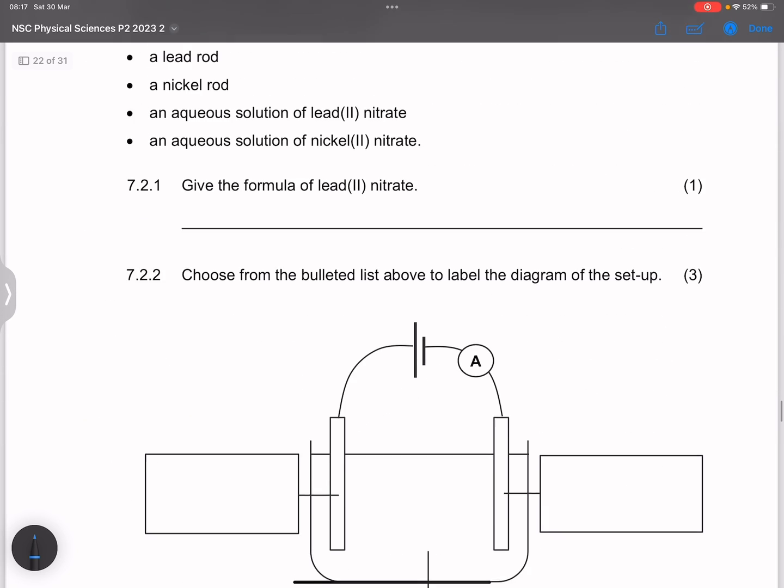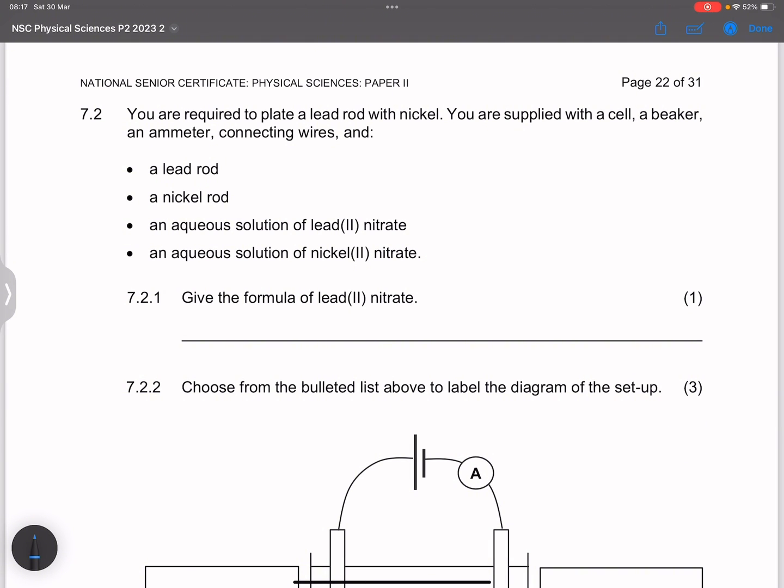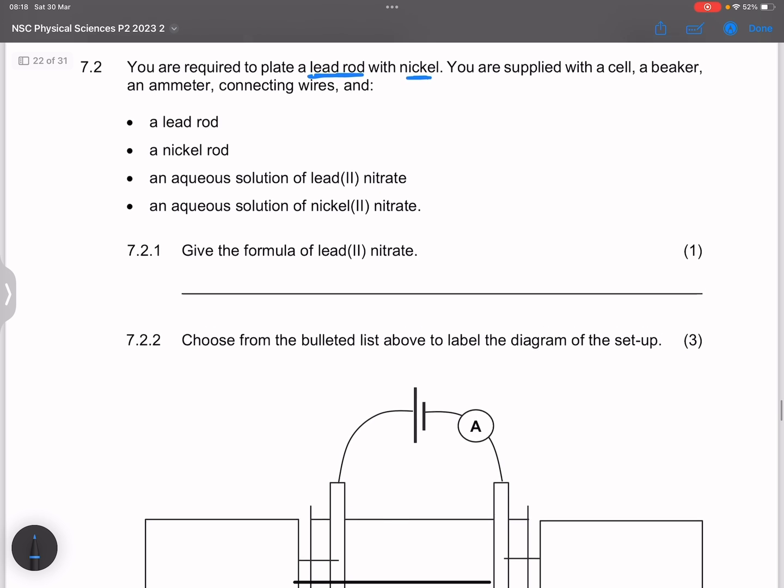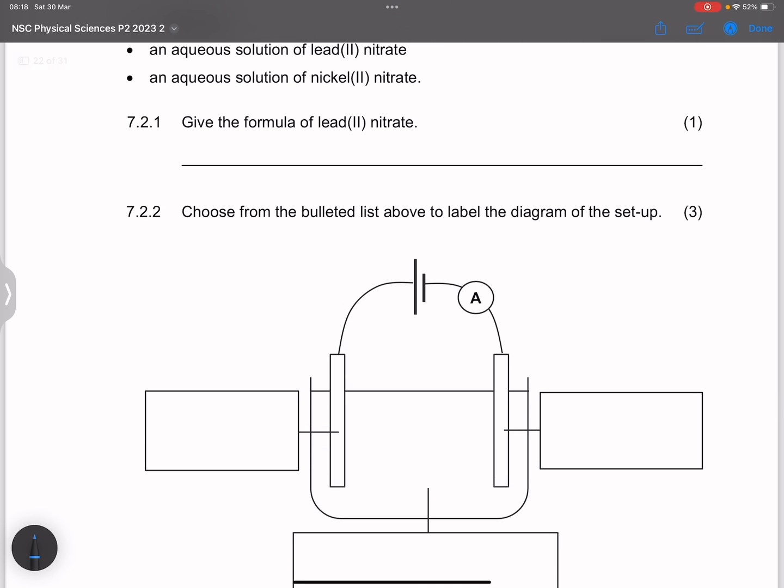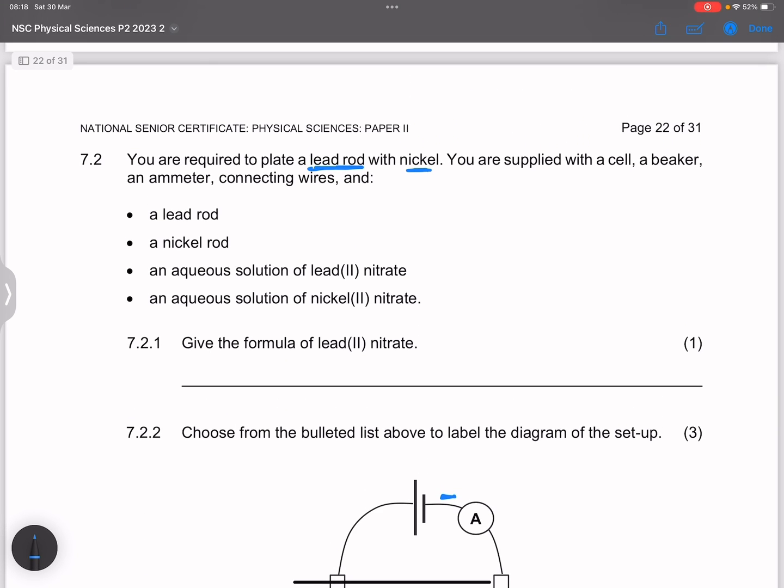Okay, so going right along to the next one, they say to us you are required to plate a lead rod with nickel. So remember, you would have had lead and you are now trying to coat it with nickel, right? Now, what I said to you, for those of you who've seen me do this, is that the one that you're trying to electroplate, you'll always put on the negative side so that it becomes reduced. And then obviously the other one you'll put on the other side. So definitely I can note that nickel would be on the positive side, meaning lead would be on the negative side.